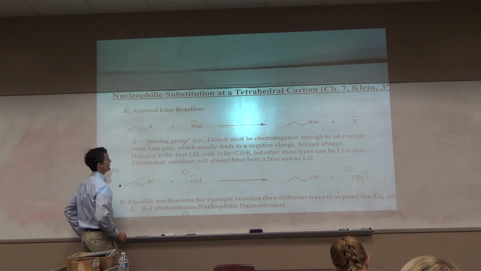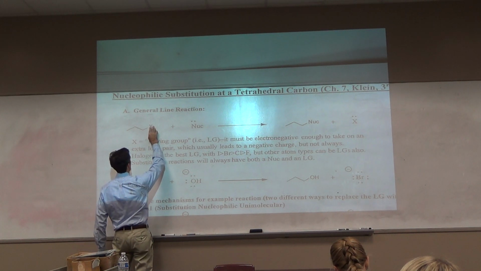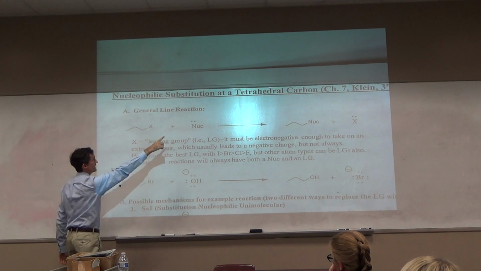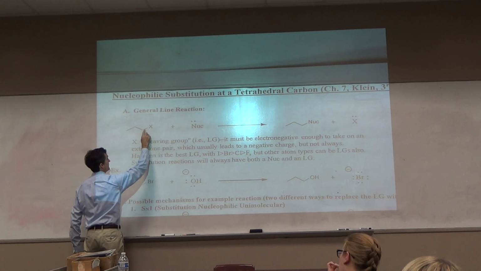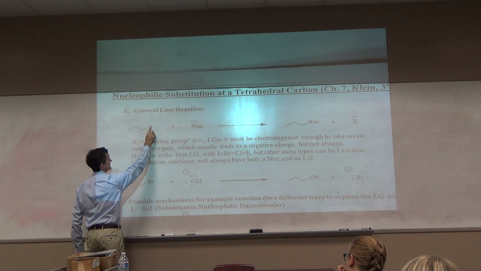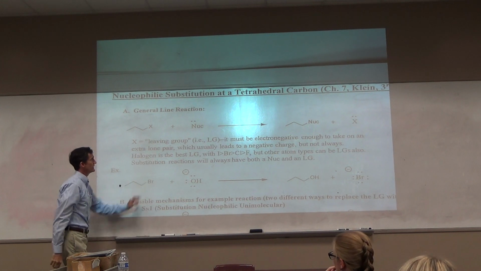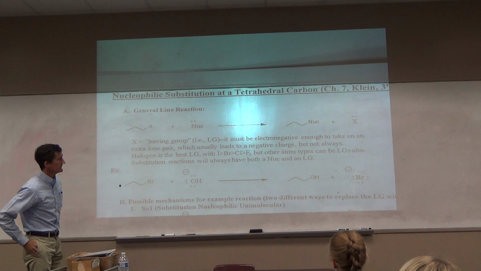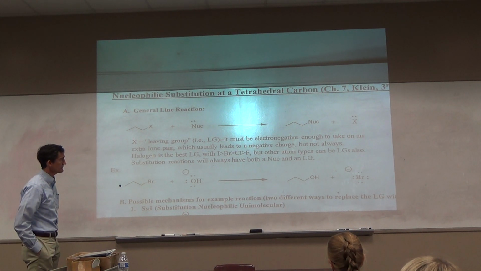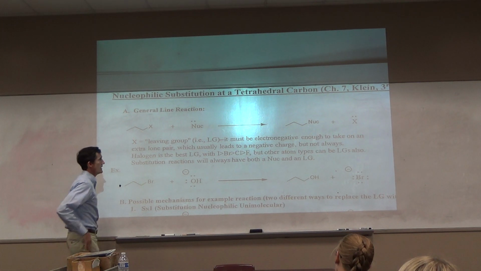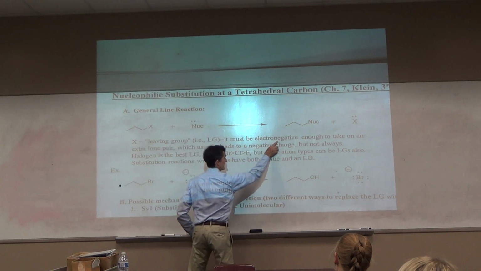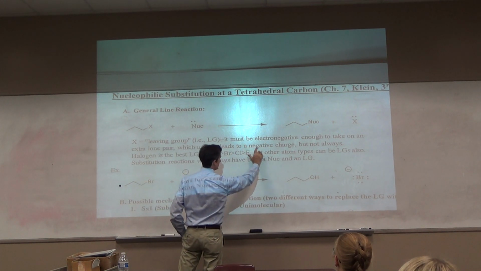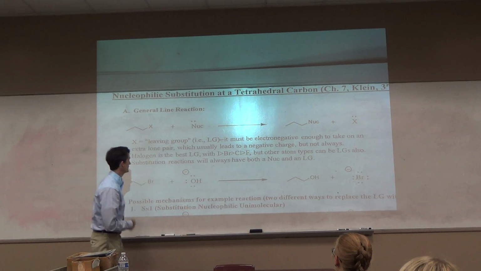General line reaction for what a substitution reaction is. We're going to have some type of tetrahedral carbon, yeah? The leaving group. Something that's going to leave. Leaving group, I call it LG. Most common leaving group, halogens. Basically, your leaving group must be electronegative enough to take on an extra lone pair, which usually leads to a negative charge, but not always.